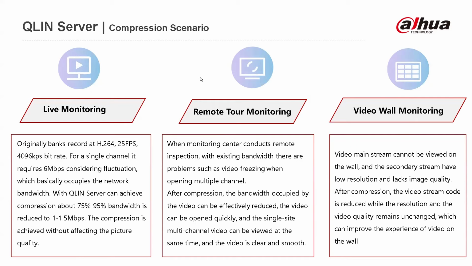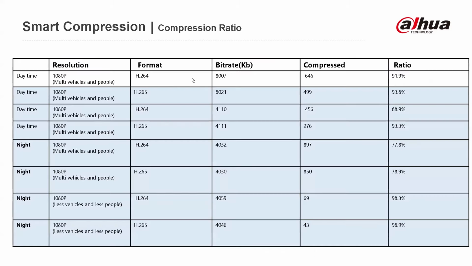Now, to save on the cost, we introduce the QLIN solution, and we have a QLIN server that does this. So let's now try to compare the compression ratio during day and during night. We are using a standard 1080p, or 2 megapixel, camera.